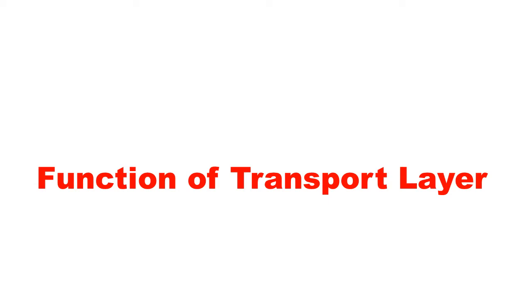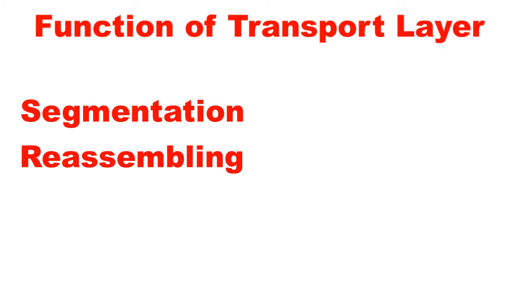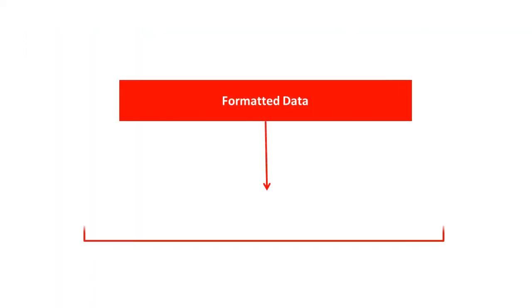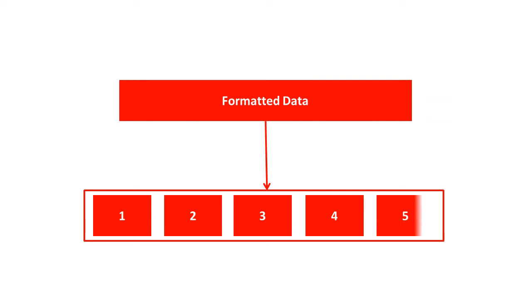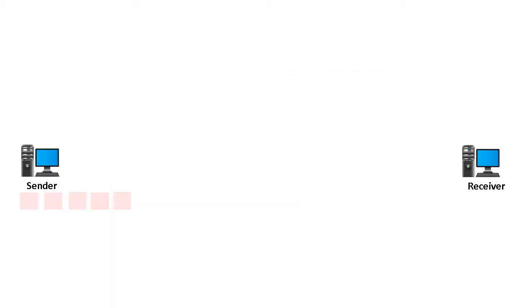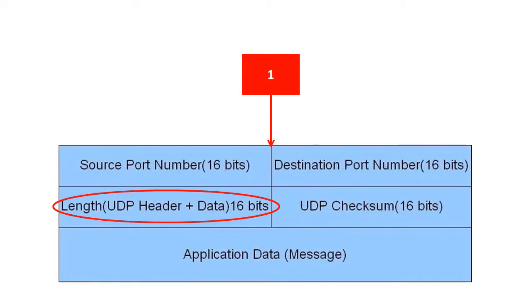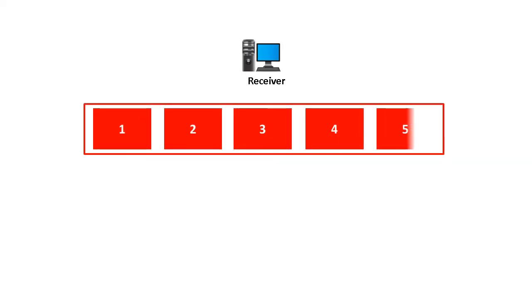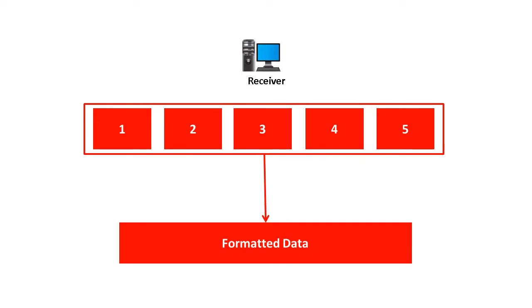The functions of the transport layer are segmentation and reassembling. The transport layer accepts the message from the session layer and breaks the long message into smaller units so that it can be easily transmitted over the network. Now each of the segments is provided with a header containing information of sequential order of the full message. The transport layer at the receiving end reassembles the complete message through proper sequencing of those broken smaller units.